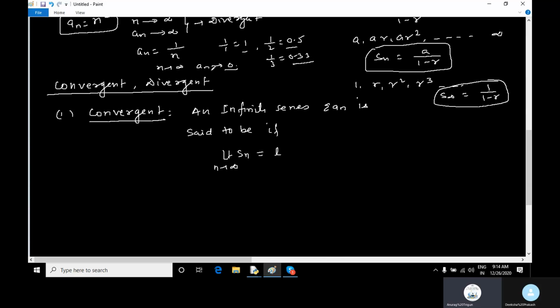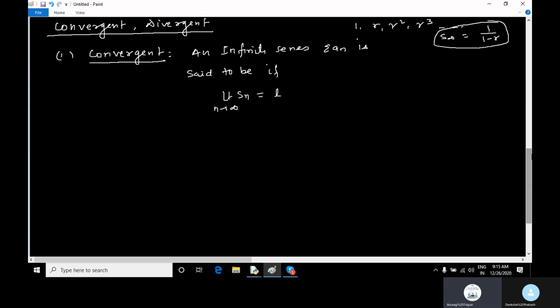As n tends to infinity, this Sn tends to some constant value, then it is said to be convergent, like converging at one point, right? We have studied this in lenses also, convergent and divergent. Convergent means it is reaching one point, and divergent means it is going away, diverging like this. Okay, it's going to infinity. So, second, I can write divergent here.